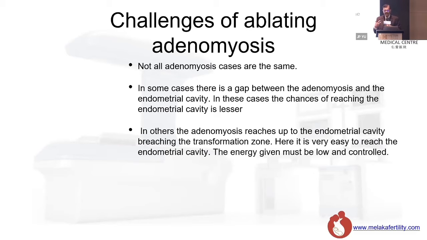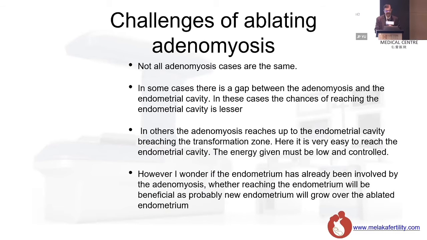But in others, the adenomyosis reaches the endometrial cavity and it breaches the transformation zone. Here, it can very easily reach the endometrial cavity. The energy must be given in a low and controlled manner, and you can quickly reach the endometrial cavity. And you will see this when you come to watch me doing the case, because sometimes you can't see whether the energy has reached the endometrial cavity. It's impossible to see. The grayscale is not there to show you that, and that is a challenge. But I also wonder if the endometrium has already been involved by the adenomyosis.